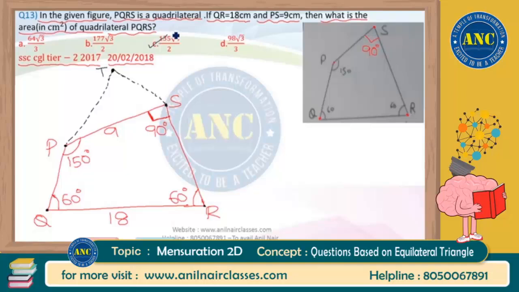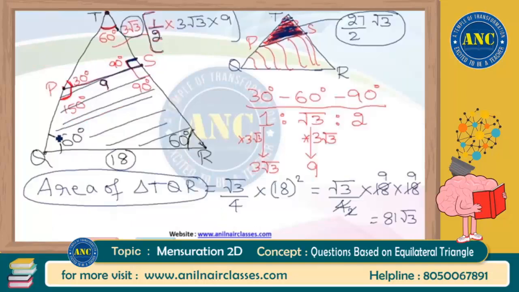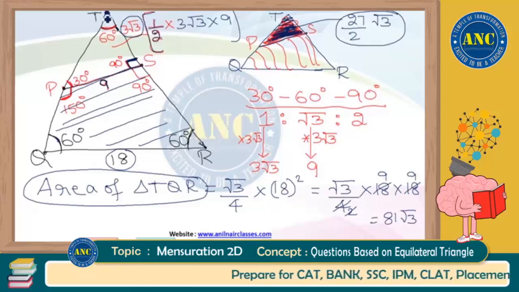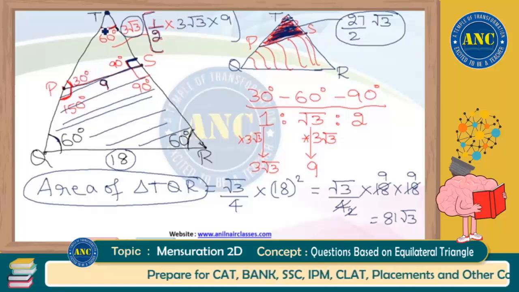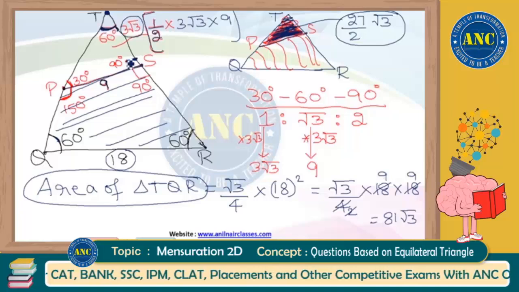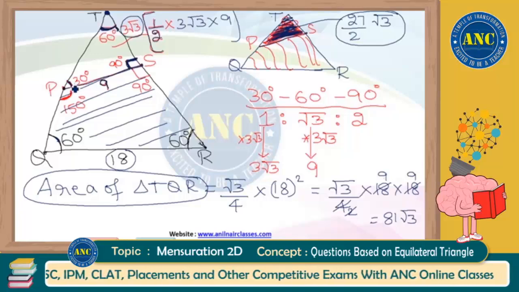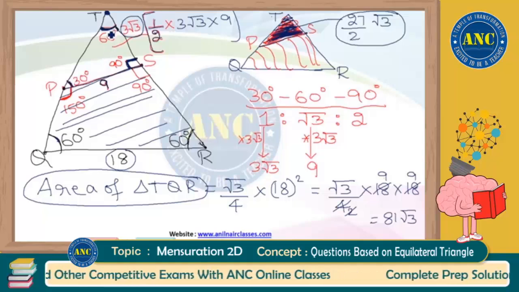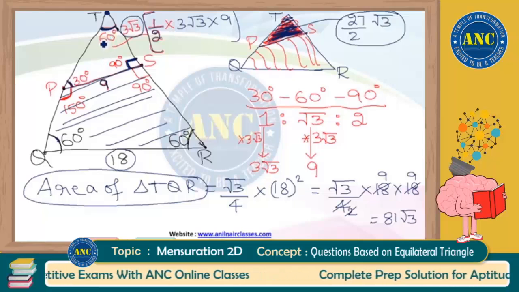The beauty of this question is realizing that if I extend PQ to T and RS also to T, that angle T also will become 60. See, how did you find the 60 degree? Basically you found that 60 because you got this as 90 and this as 30. So in the smaller triangle, the sum of angles should be 180, so it should be another 60. That is one way of finding it.